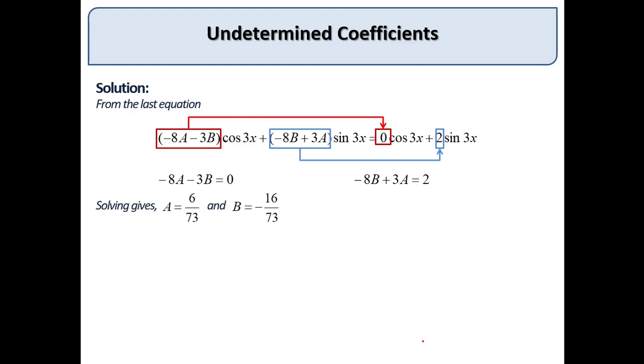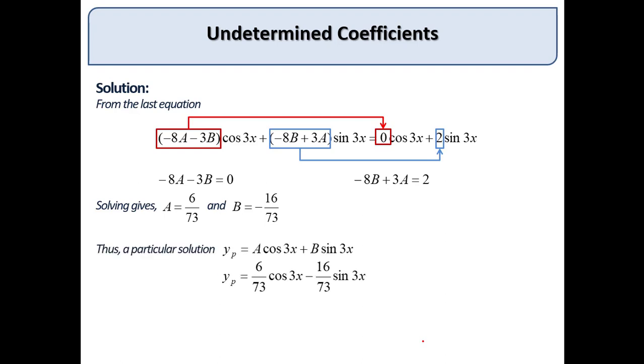So a will be 6 over 73, b will be negative 16 over 73. So the particular solution now will become 6 over 73 cosine 3x minus 16 over 73 sine 3x. You can solve for the complementary functions on your own.